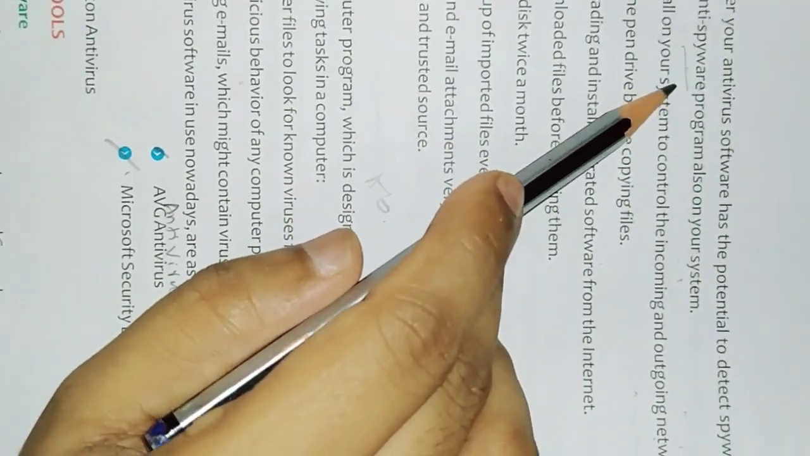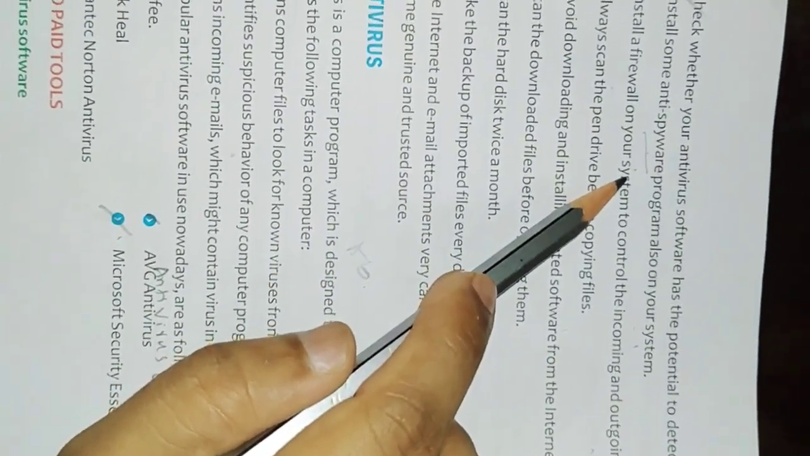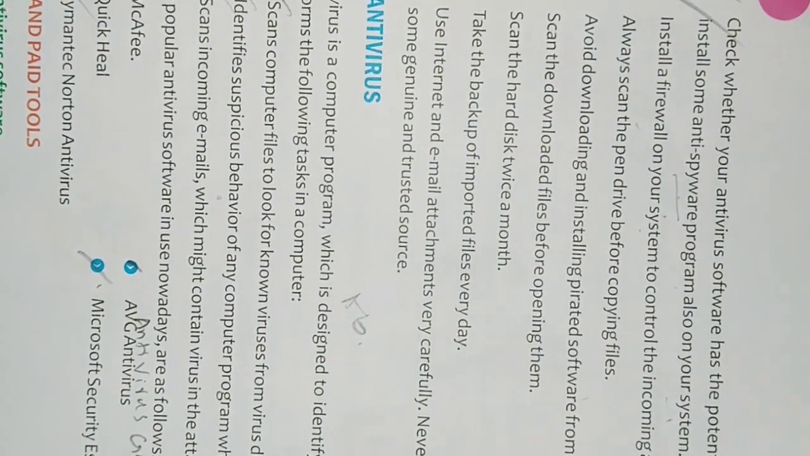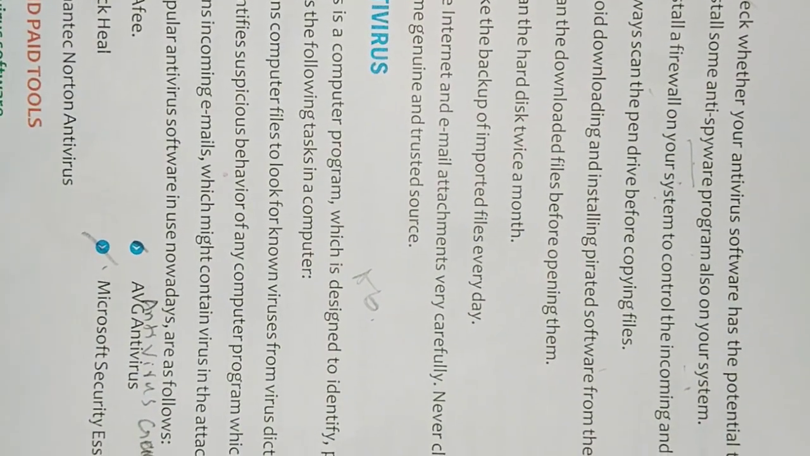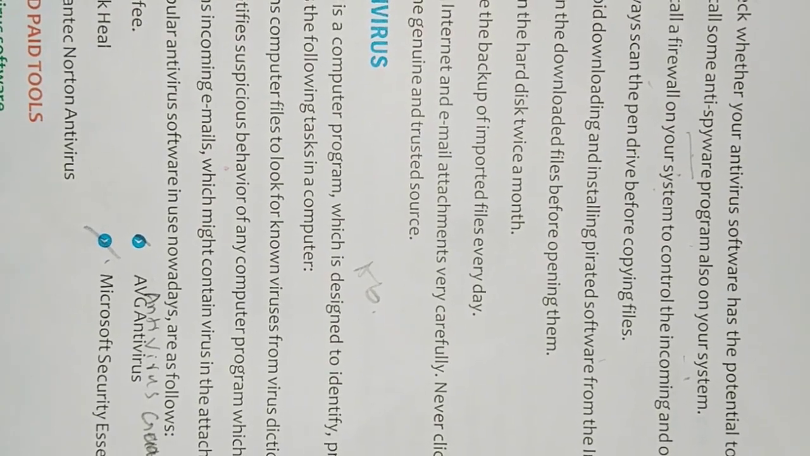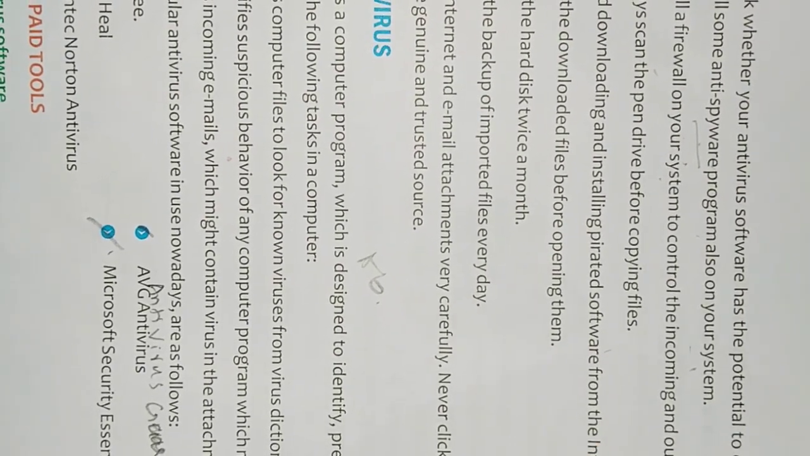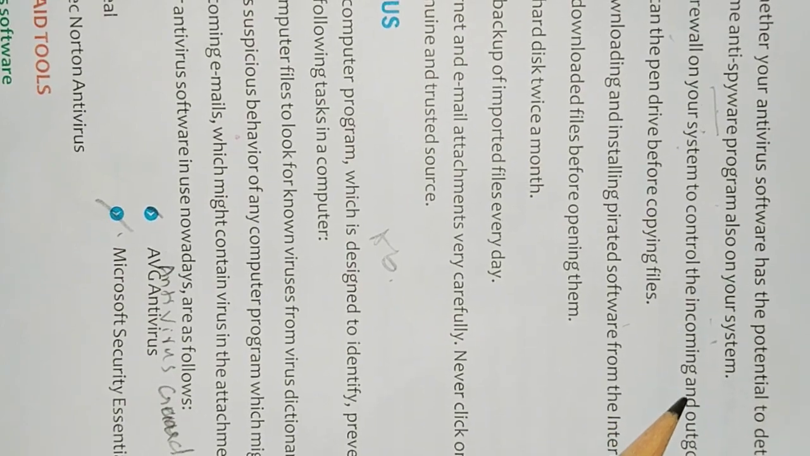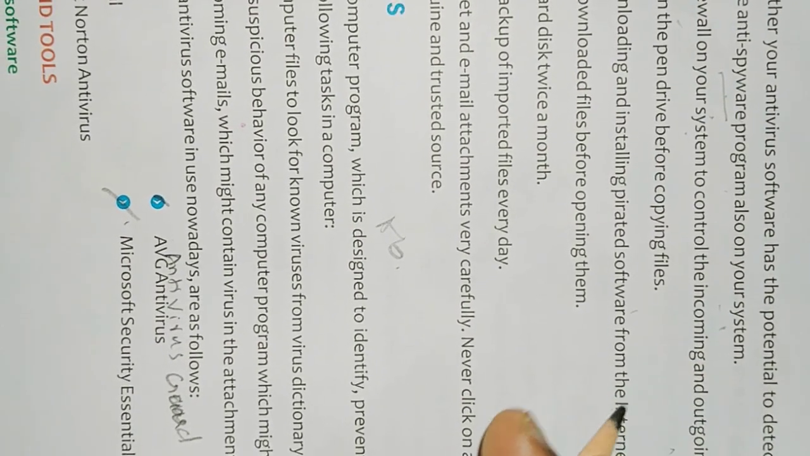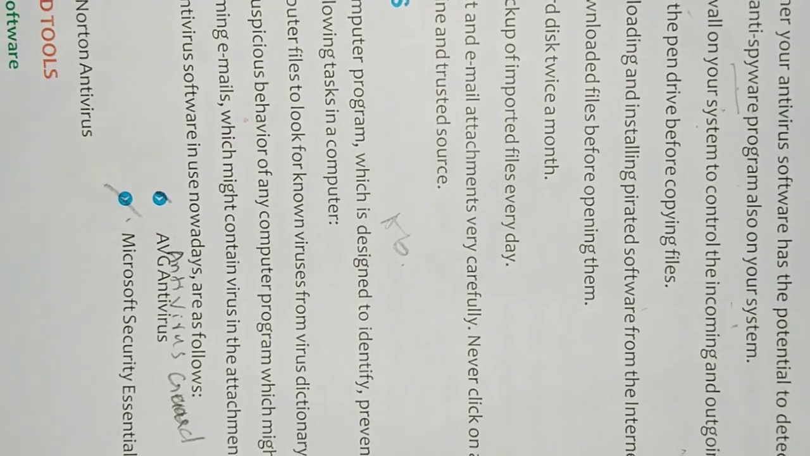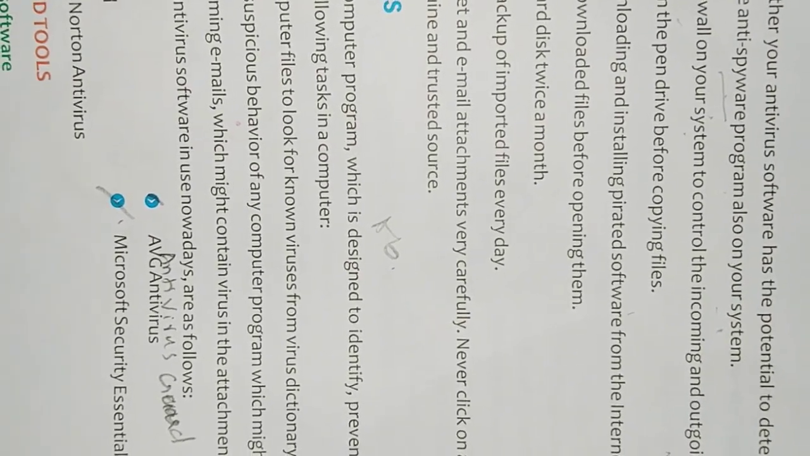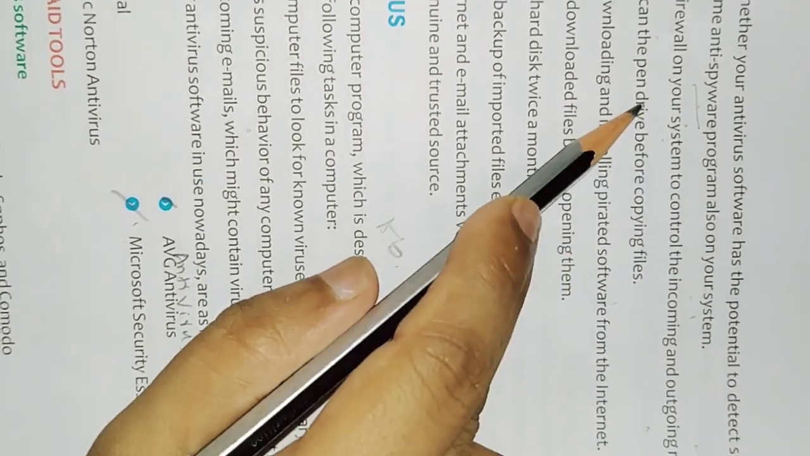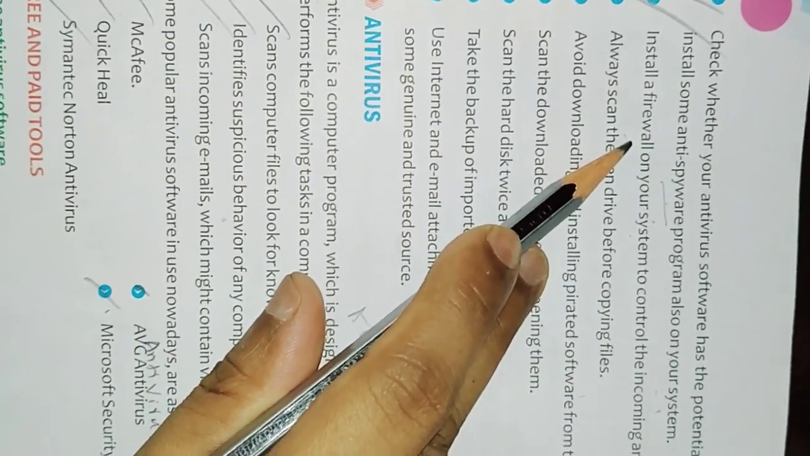Install a firewall on your system to control the incoming and outgoing network traffic. Usually Windows has the built-in Windows Firewall. You can see in the control panel there is a Windows Firewall. What is the use of this Windows Firewall? It will protect you, it will ask you for permission. If some network is trying to access your system, can we give permission? Yes or no? If some application is trying to change your settings, can we allow it or not? Yes or no? It will ask permission before making any changes or before connecting to any private network. So you should have a firewall on your system.